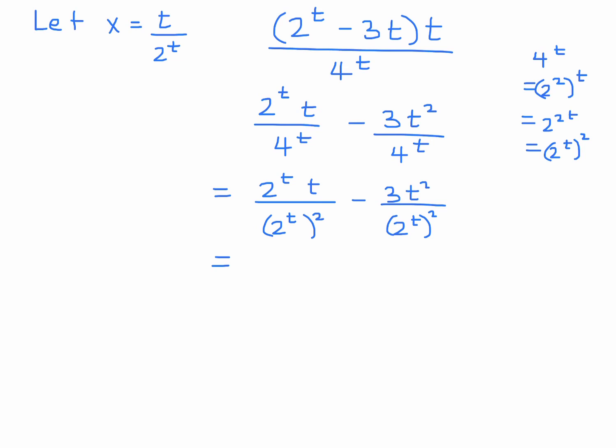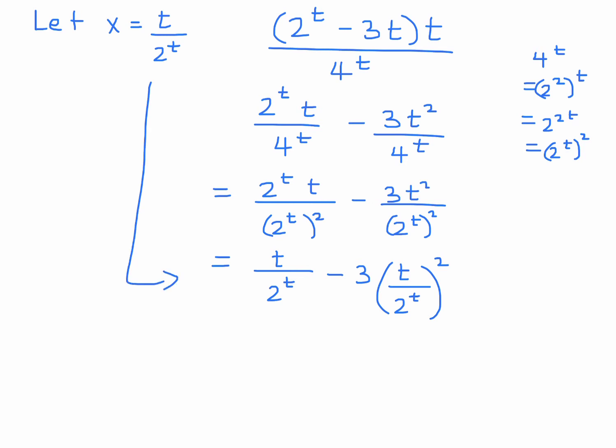The 2t, one of them cancels from the numerator, and all you're left with is just 2 to the power of t. Now this part, the 3 I'll put out front, but the t and the 2 to the power of t, we can combine that as a squared like that. Now I'm ready to put in my substitution. And the x was t over 2 to the power of t. So that's just x, and that is just 3x squared.